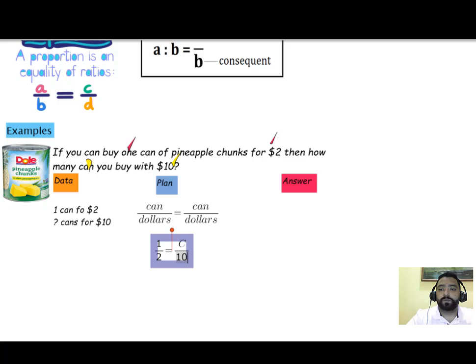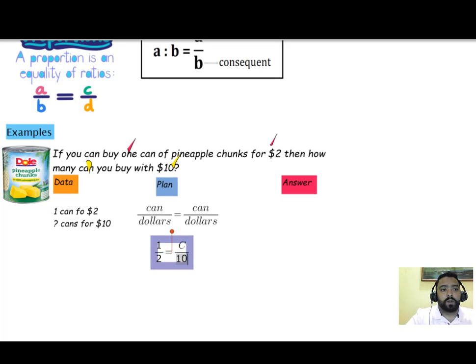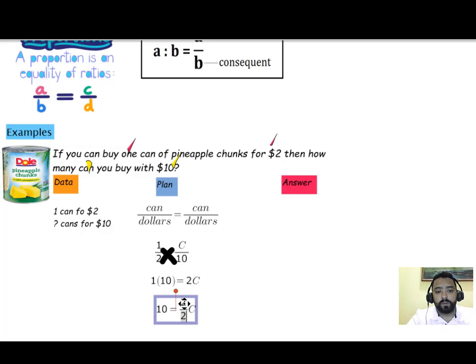Then we are going to use the cross product multiplication. So what do you have to do? We need to multiply across: 10 times 1 and 2 times C. Then we multiply 10 times 1, it's going to be 1 multiplied by 10, equal to 2 multiplied by C, or 2C. So 1 times 10 is 10, equal to 2 multiplied by the quantity of cans. Then you need to divide by 2 on both sides because you have to keep the equality. And then you cross out this one because 2 divided by 2 is only 1, and 10 divided by 2 is going to be 5, equal to C.